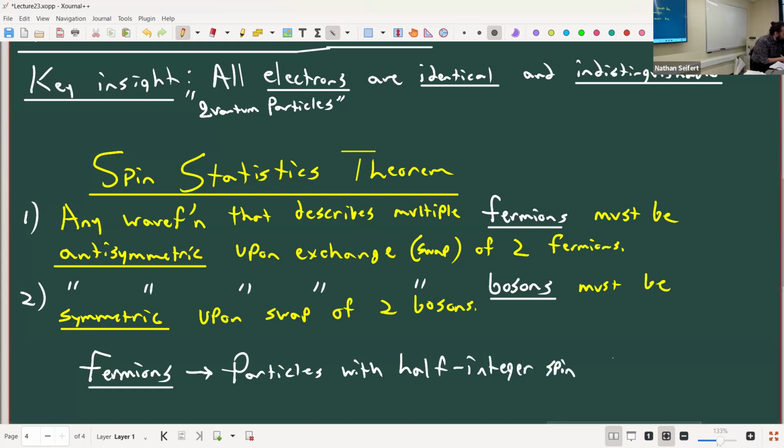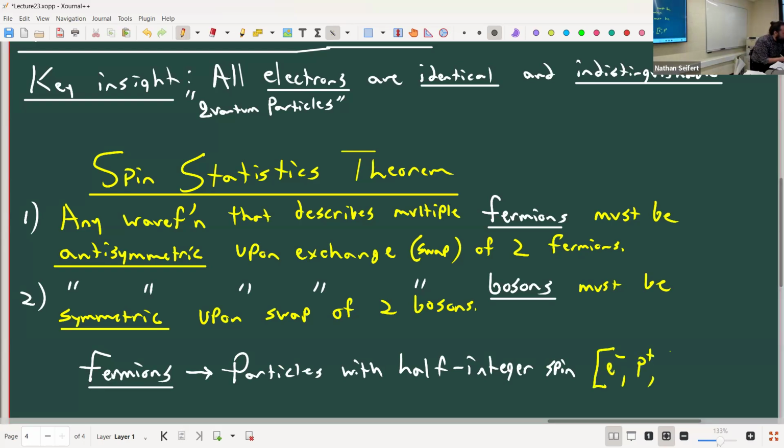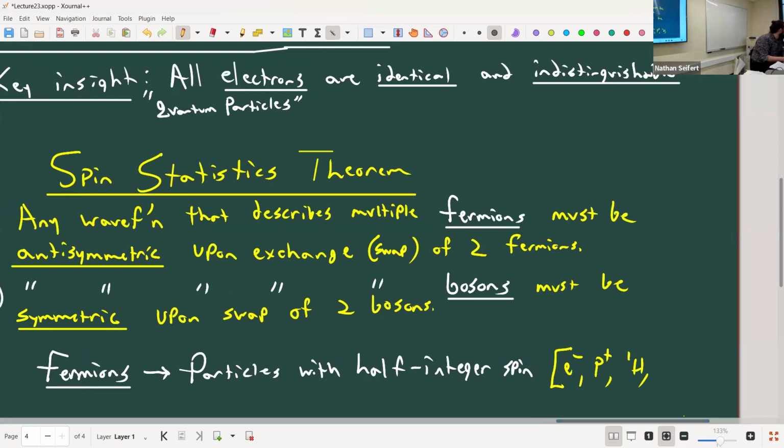All right, so what are some examples? Well, just about everything. Electrons, protons, the hydrogen atom. What else has spin? I don't know, chlorine-35, etc. There's lots of different fermions. In fact, most of the particles in the universe are fermions. Very few are not. There's far fewer bosons than there are fermions.